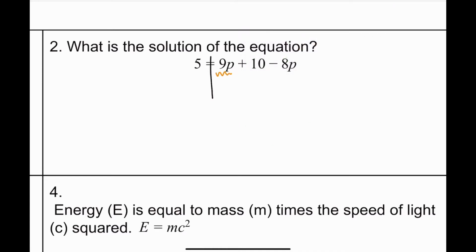We have 9p and -8p. So we can simplify that by combining them. 9 minus 8 is 1p. Bring down the plus 10. Now we want to get the variable on one side and get the constants on the other side. So the variable p is already on one side of the equation. We don't have any more p's, so the next step would be to move the constant term to the other side by subtracting it on both sides. So 5 minus 10 is -5 equals p.